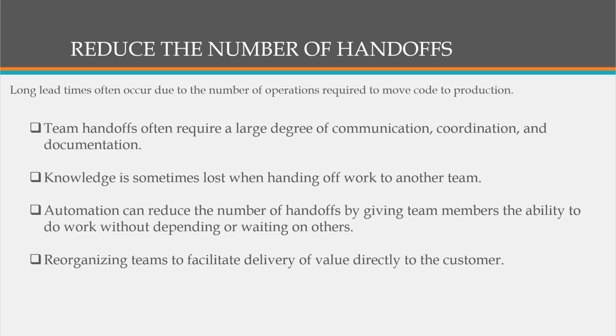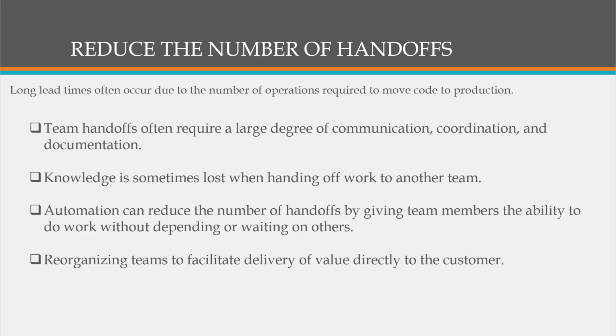Okay. Another way to increase flow is to reduce the number of handoffs. What this means is when you look at that Kanban board and those different columns, when we move a piece of code or a project through the process from, say, developer to tester and back and forth, it often requires a large degree of communication, coordination and documentation. And oftentimes knowledge is lost when you have that back and forth. Either you miss the knowledge or it gets relayed incorrectly. So by reducing the number of handoffs, you decrease those problems.